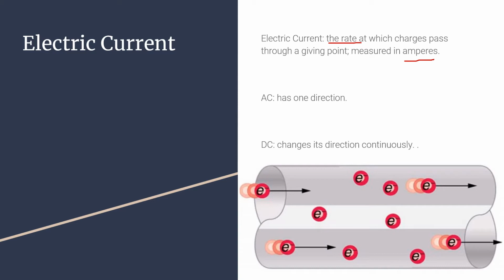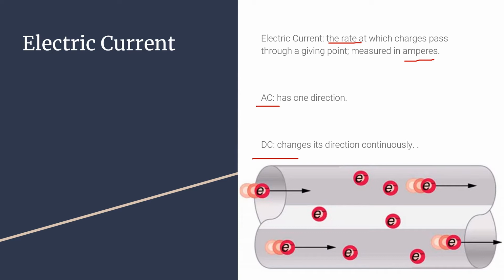So the rate at which charges pass through a given point is measured in amperes. We have two types of electric current, AC and DC. Maybe you have heard of these. AC is like the governmental electricity which we have. AC is very dangerous. You cannot touch it.